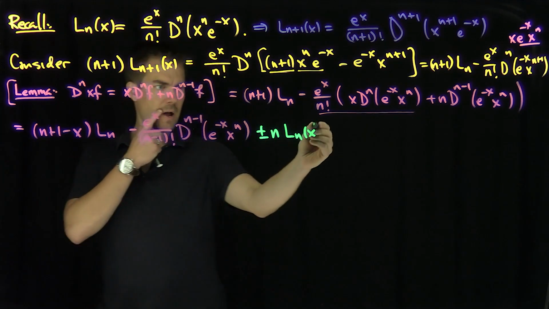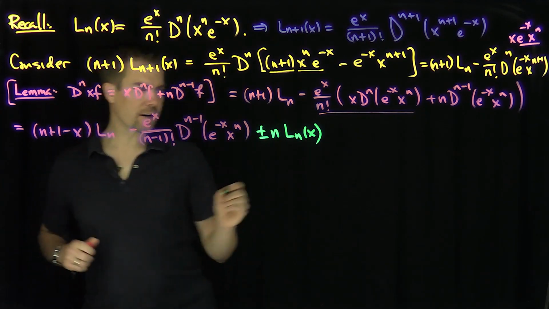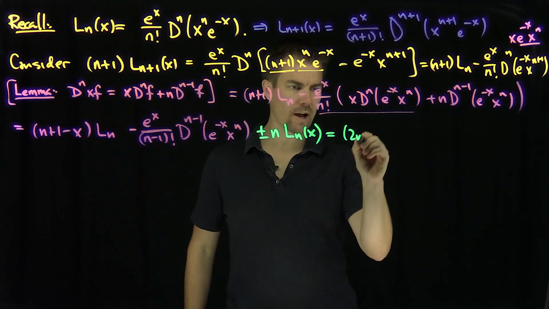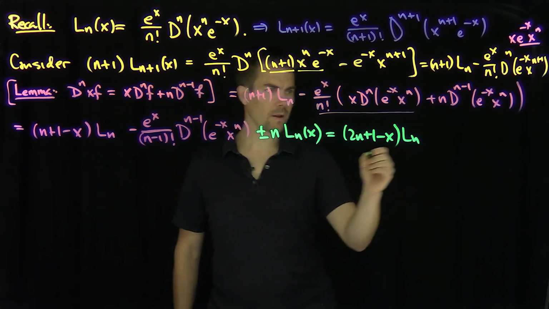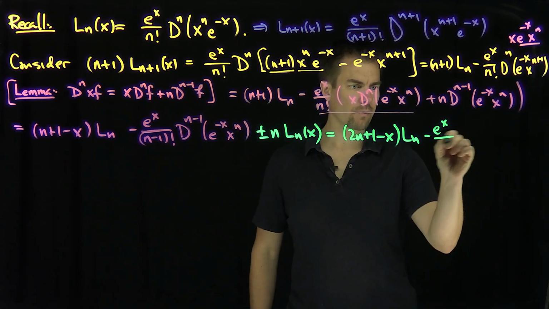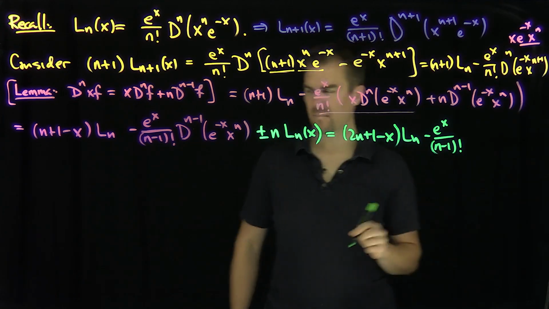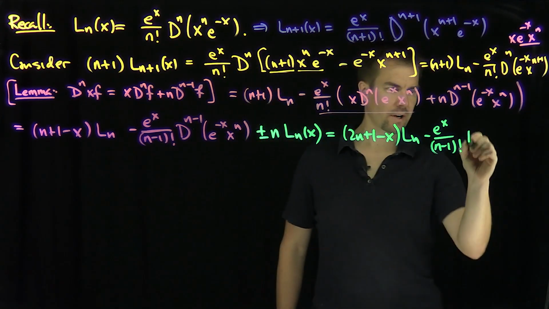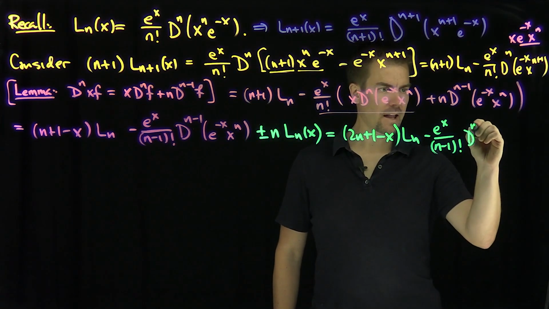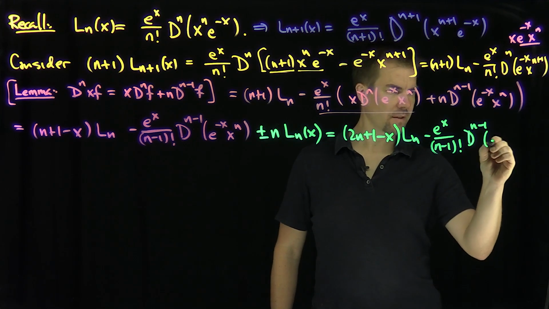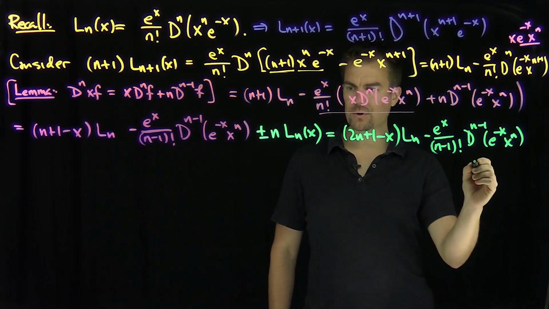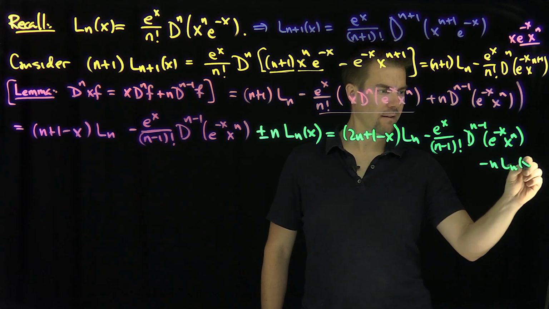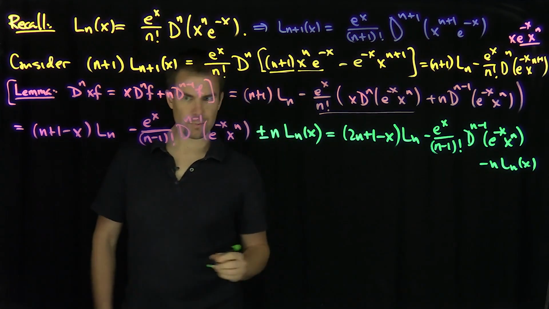So I'll group that n over here, and so what this will give me is a 2n plus 1 minus x Ln minus e to the x over n minus 1 factorial times this expression over here, d n minus 1 e to the negative x, x to the n, like so. And then I have that extra negative n Ln of x, okay? So let's keep writing this out over here.